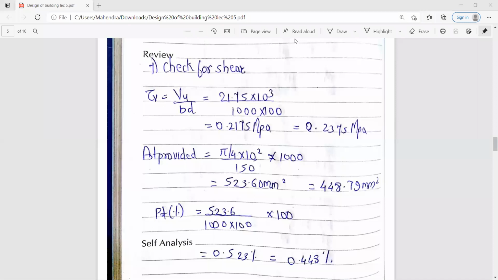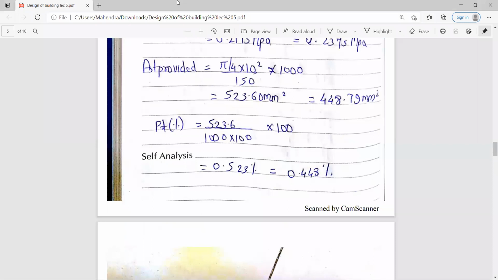Now we need to calculate percentage minimum. So to calculate minimum percentage, again we are having the formula, that is Ast provided upon b into d into 100. So b is 1000 and d is 100. So minimum percentage we had got is 0.523%, and here we had got 0.448%. After that, you need to calculate tau c.